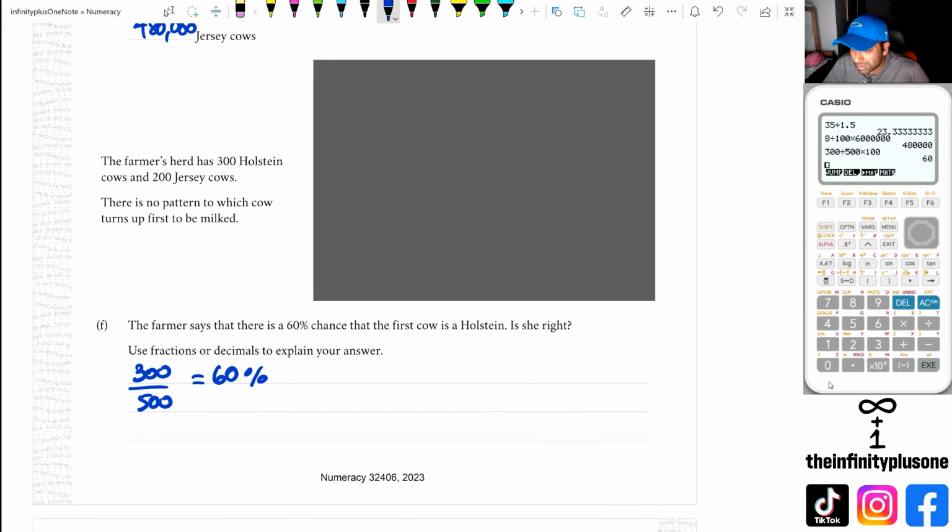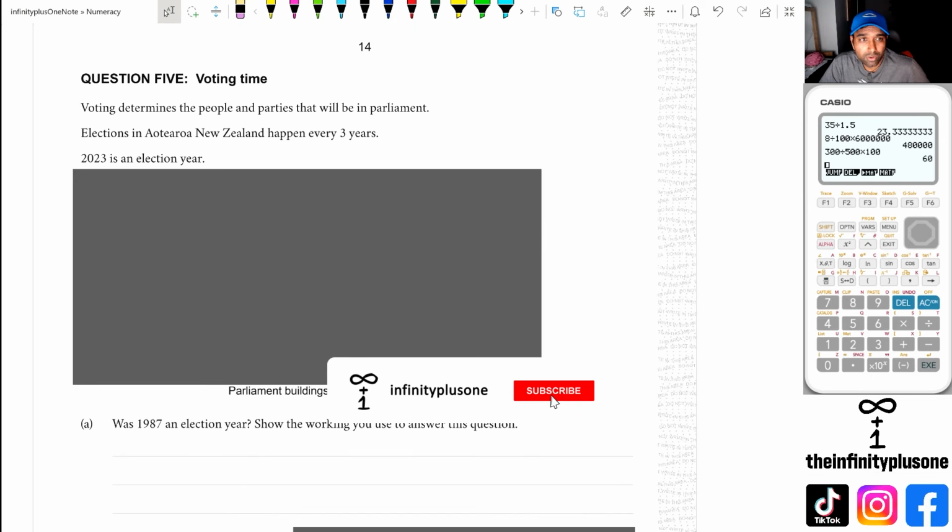So straight away, you can pretty much say that the farmer says a 60% chance. Is she correct? Yes, she is correct, because 60% of the cows are Holstein cows. So there's nothing else that you can do with this. And that's question 4.